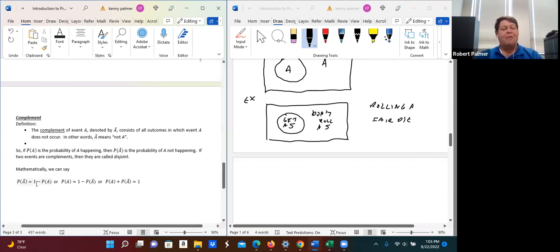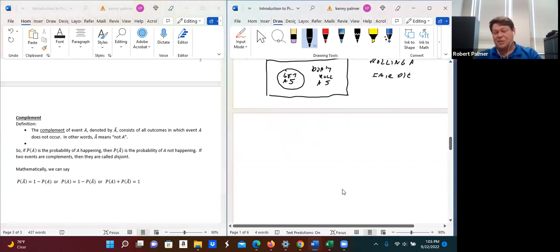Okay. So mathematically, we can say the following. The probability of A complement is 1 minus the probability of A. The probability of A is 1 minus the probability of A complement. And basically, the probabilities of each add to 1. So let's explain these mathematical ideas once again with some examples.